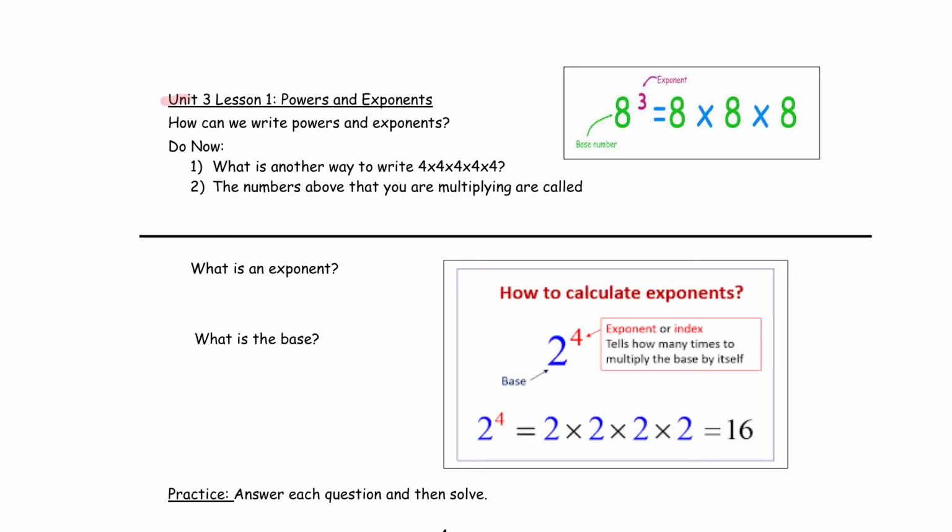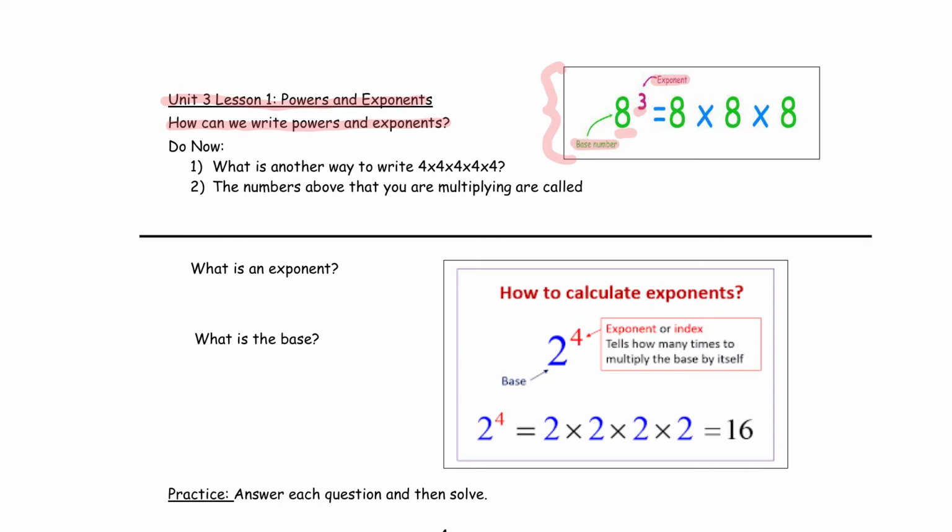Unit 3, lesson 1, powers and exponents. So how can we write powers and exponents? Well, take a look at the diagram over here, boys and girls, and we see here we have something that's written. We say it's 8 to the third power, and we say that's equal to 8 times 8 times 8. This big 8 here is called our base number. The smaller number is known as our exponent.